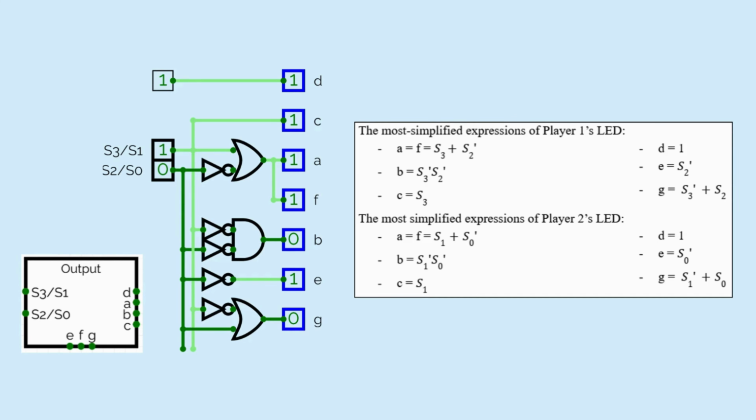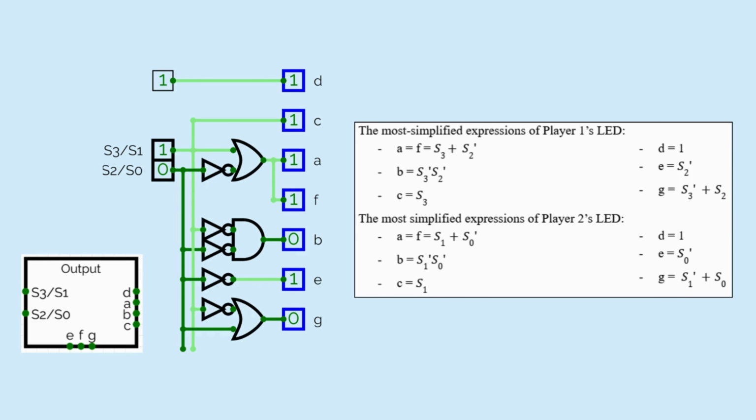First, let's discuss the gate-level circuit design for the output, based on the most simplified expression of A, B, C, D, E, F, and G for 2 players, derived from the output truth table. We observe a consistent pattern in these expressions. S3 and S1 occupy the same position in expressions as do S2 and S0. Therefore, we can create a common circuit to display the remaining time for a player in the 7-segment LED.